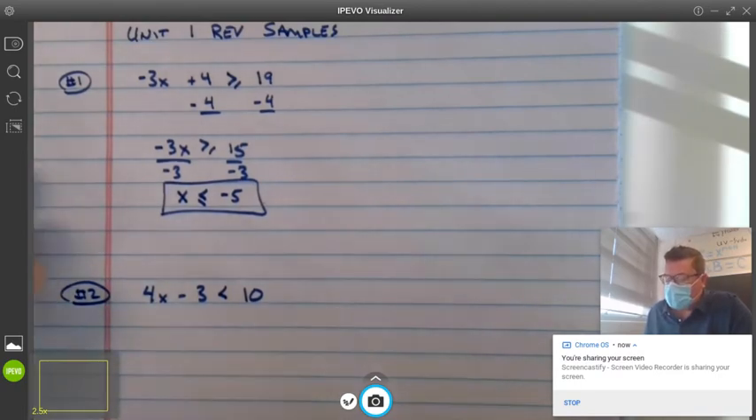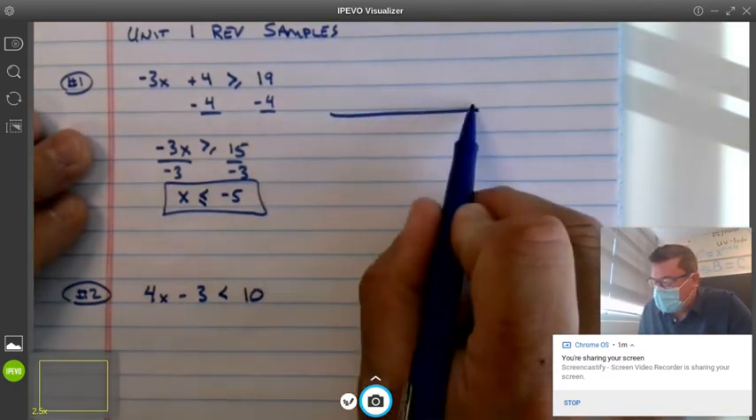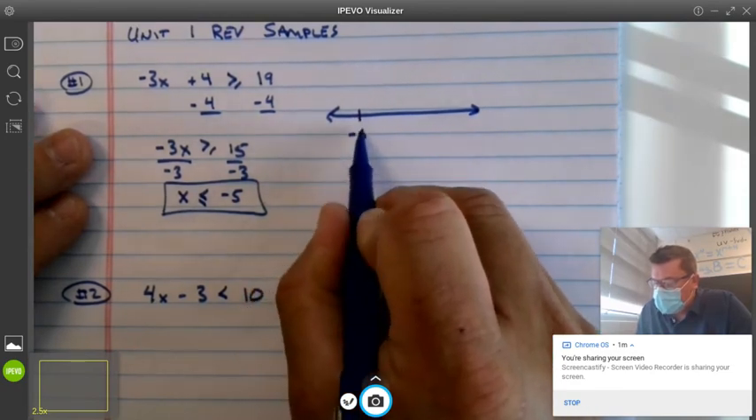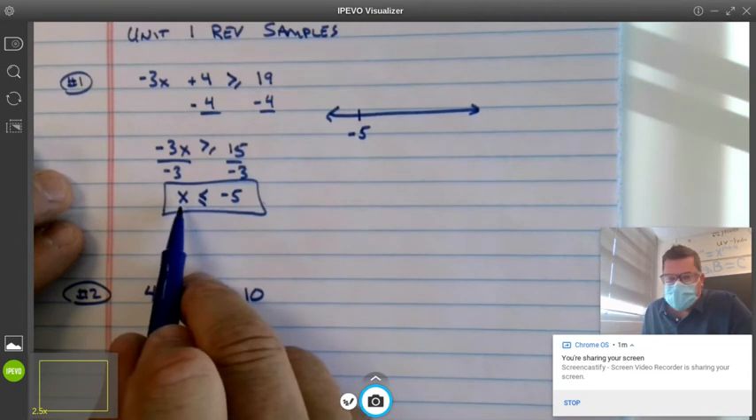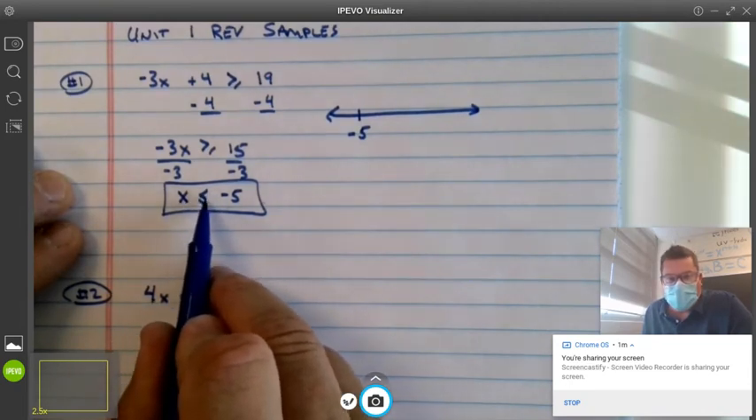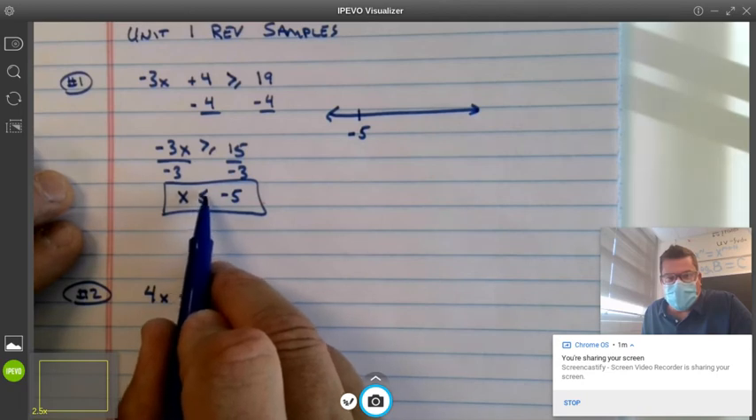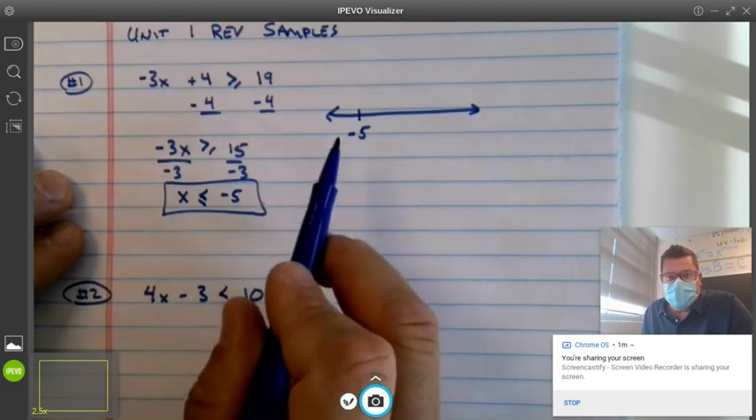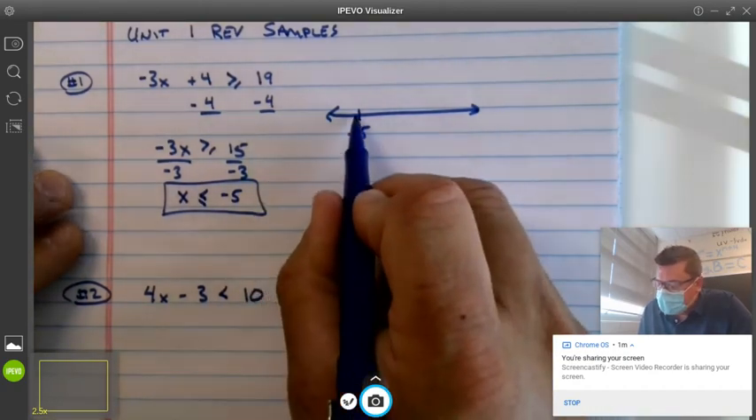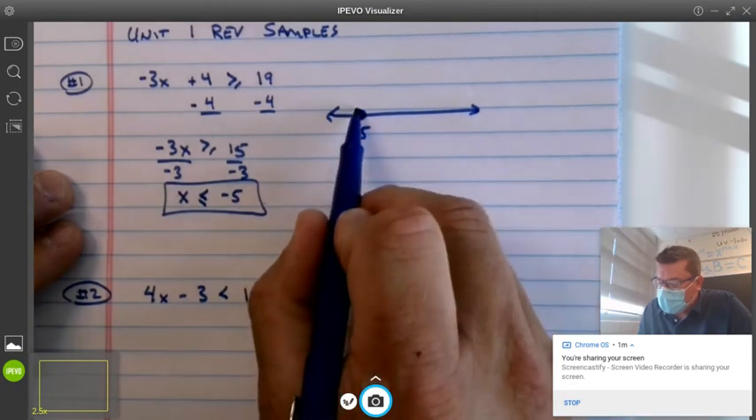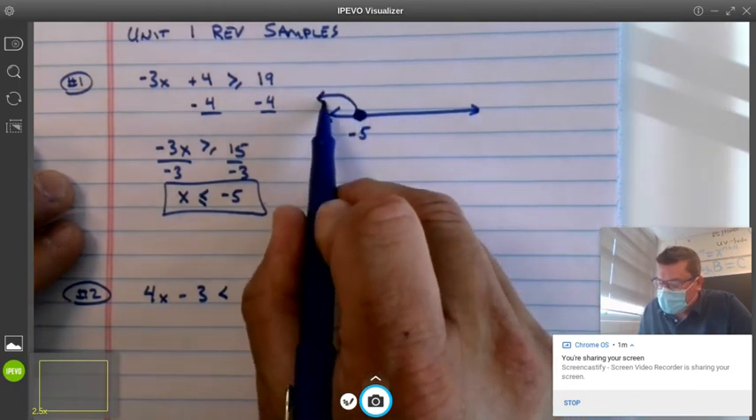The graph of this solution on a number line: highlight the -5. As long as your variable is to the left of your inequality, then this tells you the direction that your arrow tip goes. The or equal to bar means we're going to plot a solid dot on -5. And we shade everything to the left.